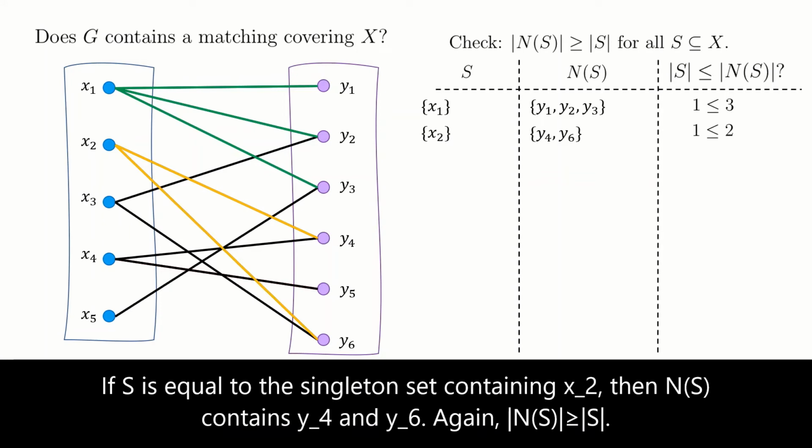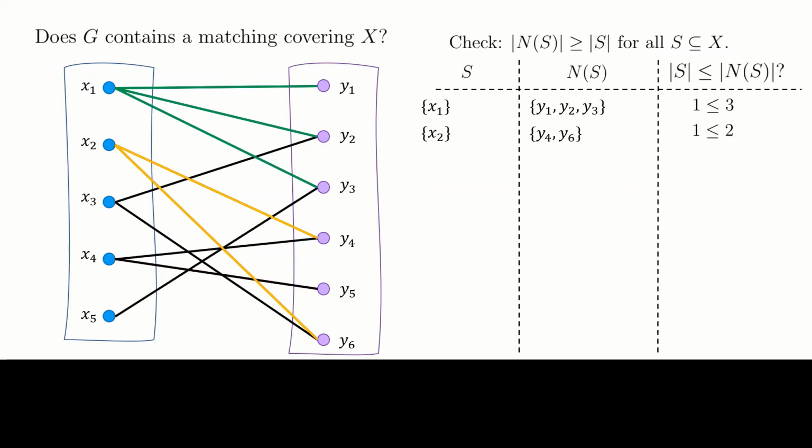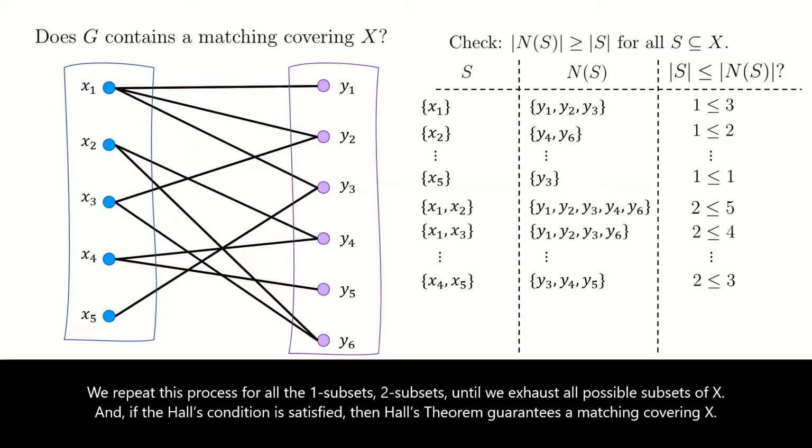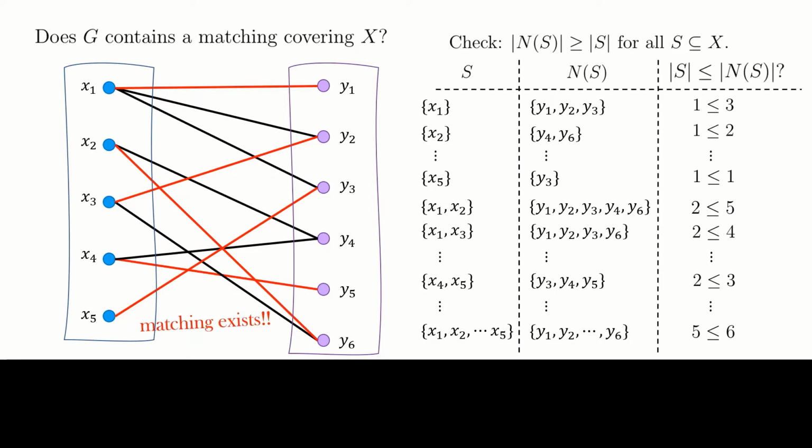If S is equal to the singleton set containing x2, then the neighborhood of S contains y4 and y6. Again, the size of the neighborhood of S is at least the size of S. We repeat this process for all the 1-subsets, 2-subsets, until we exhaust all possible subsets of X. And if Hall's condition is satisfied, then Hall's theorem guarantees a matching covering X.